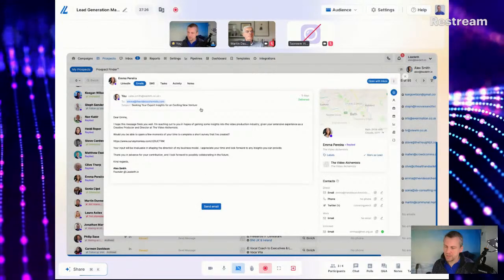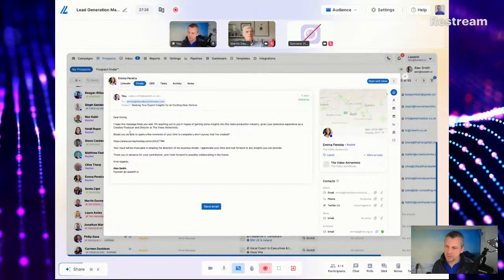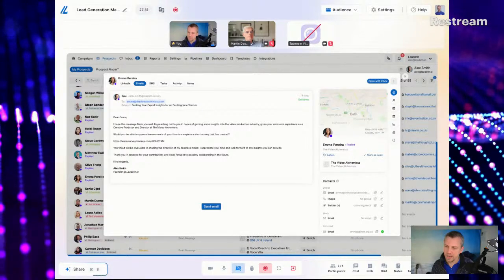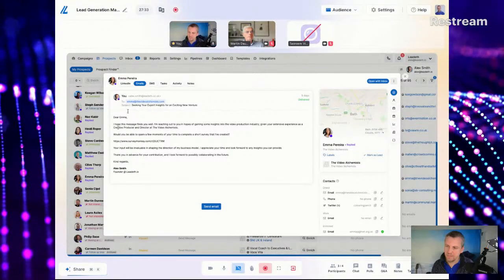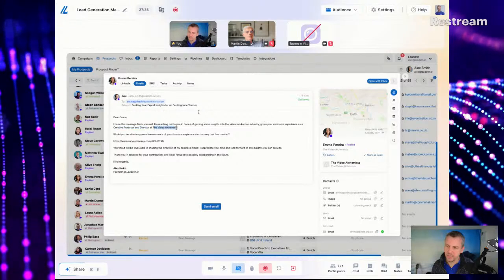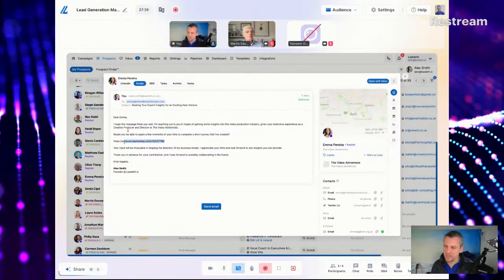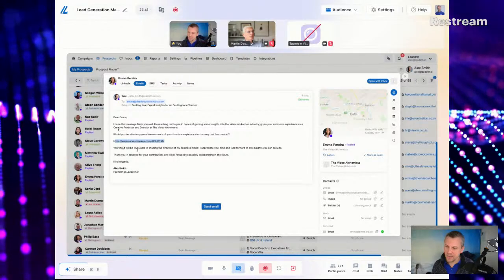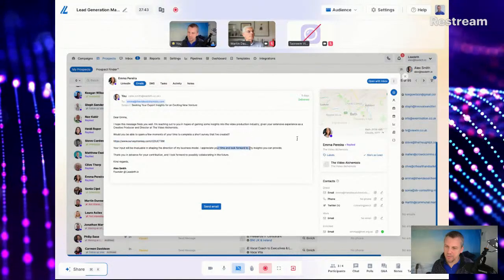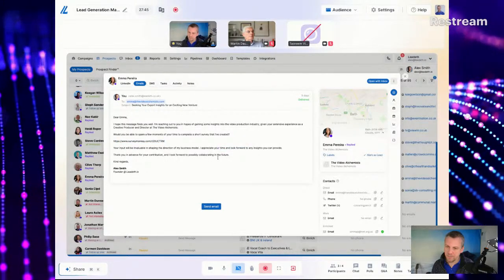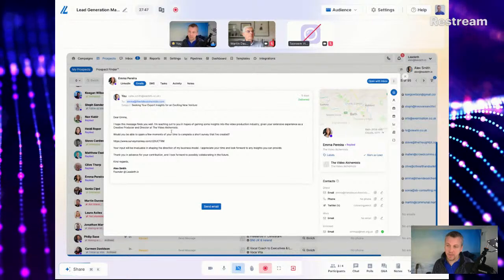Here we go. So you can see the email that's gone out. Again, you can use AI. It's pulling off their position. It's also pulling in their company name to make it appear super personalized. We've got the email, the link to the survey, and then we've also got their input could be great in shaping the business. Blah blah blah. So that's how we do it.